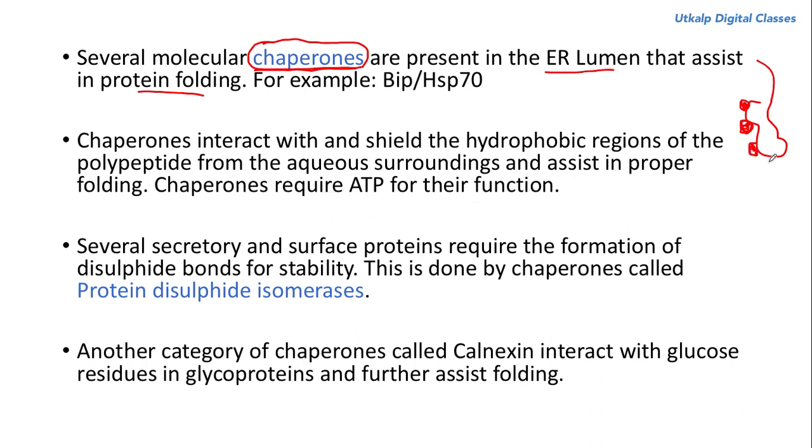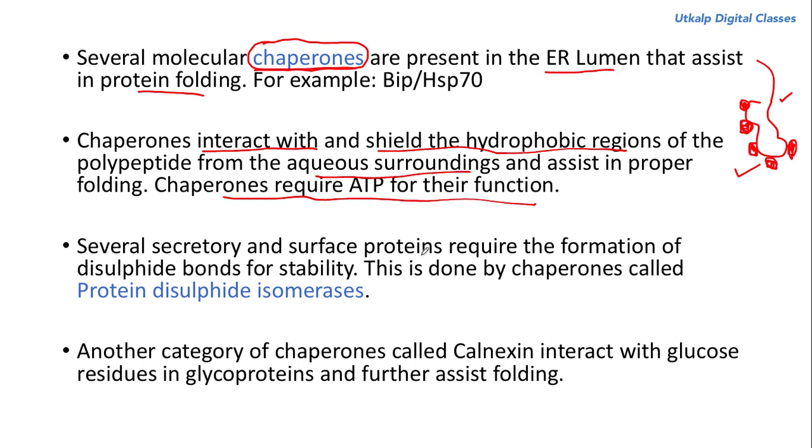It is going to stabilize the unfolded protein so that it does not interact with any other protein in the cell. Also, this chaperone assists the embedding of the hydrophobic residues of this protein in the interior of the protein. So, chaperones interact with and shield the hydrophobic regions of the polypeptide from the aqueous surroundings and assist in proper folding. These chaperones require ATP for their function. So ATP is absolutely necessary, and these chaperones are ATP binding proteins.